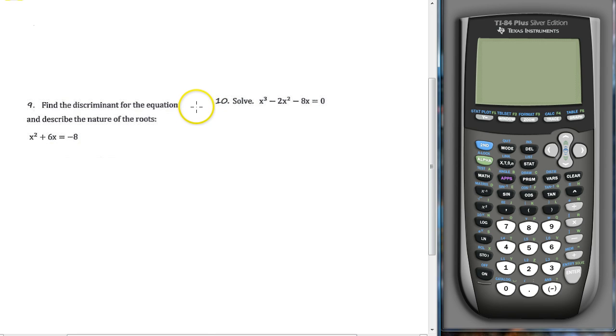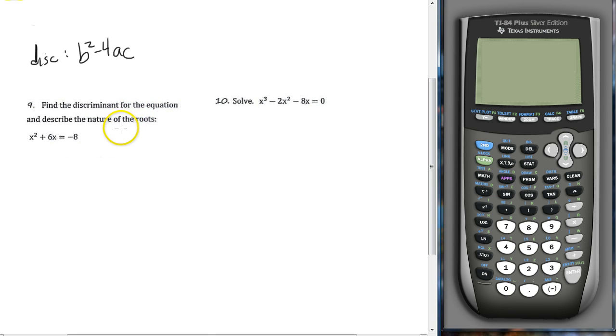So the last two questions. Number 9, find the discriminant for this and describe the nature of the roots. What you need to know is the formula for the discriminant is b squared minus 4ac. It's the inside part of the quadratic formula. Do not put the radical on it. Do not put the radical.